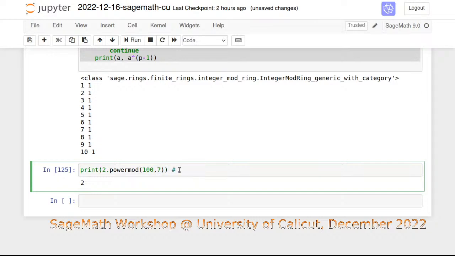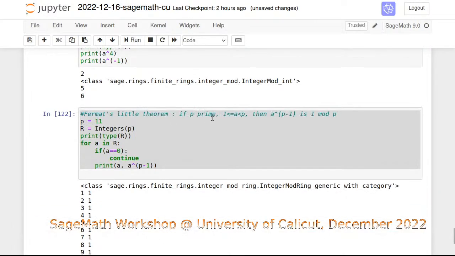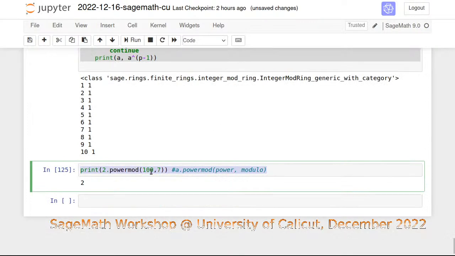This is the dot power mod, power modulo. So without defining a to be equal to 2 mod 7, we can do this. Otherwise, we have to define a equal to 2 mod 7, and then we have to raise it to 100. That's equivalent to this: a is equal to 2 mod 7, and then a to the power 100.